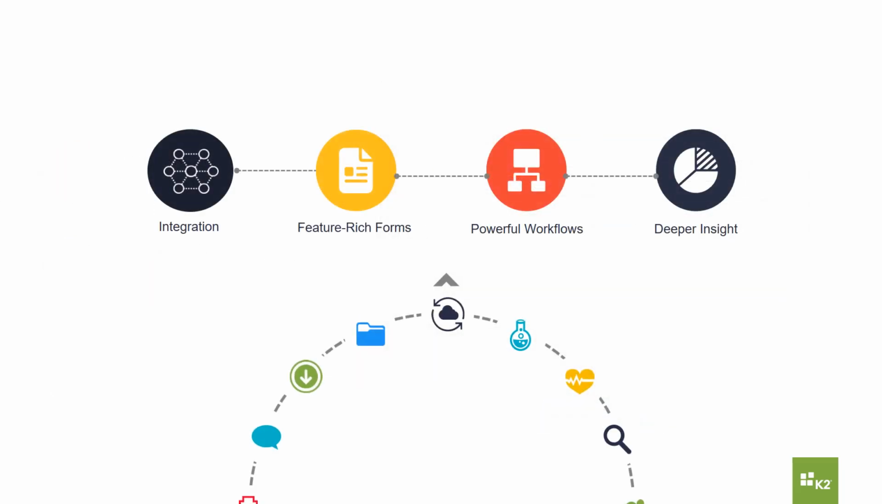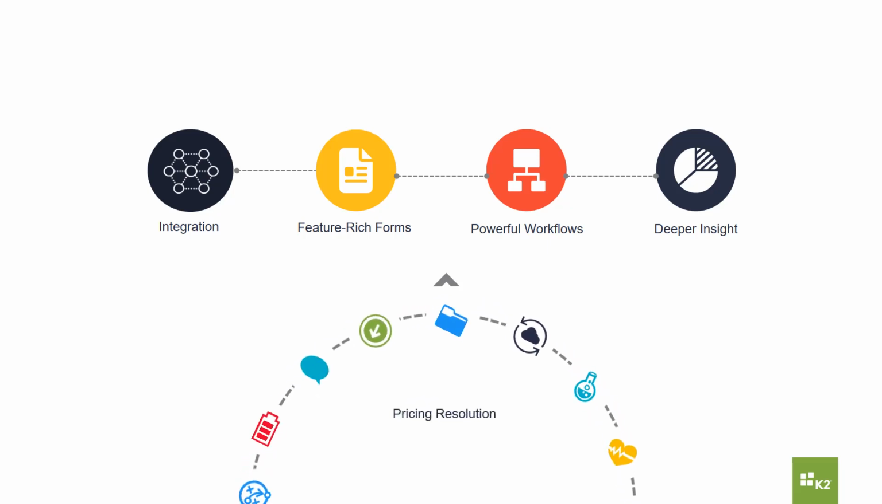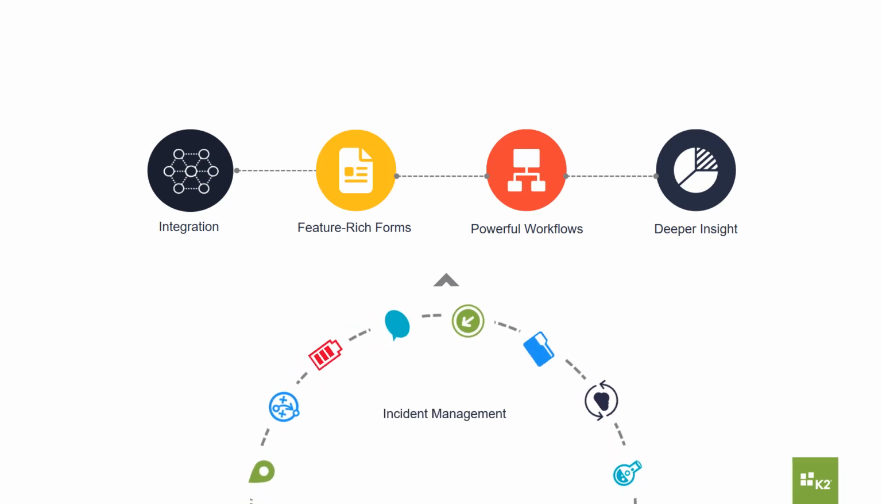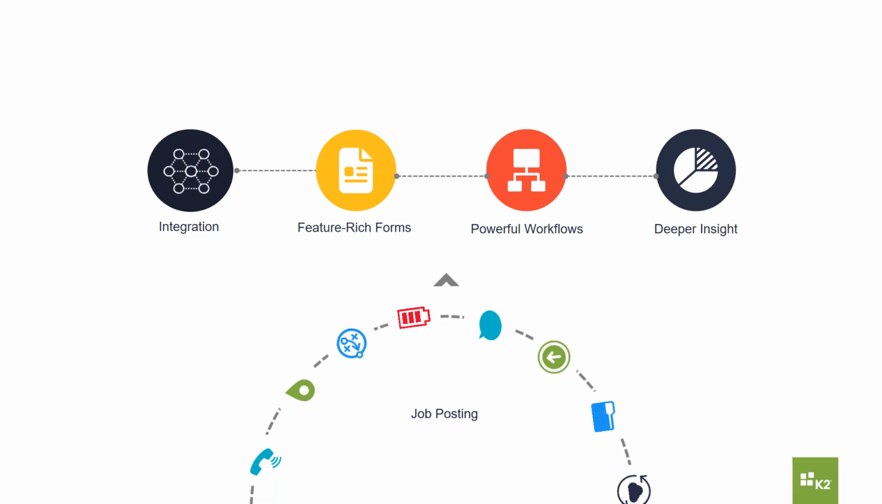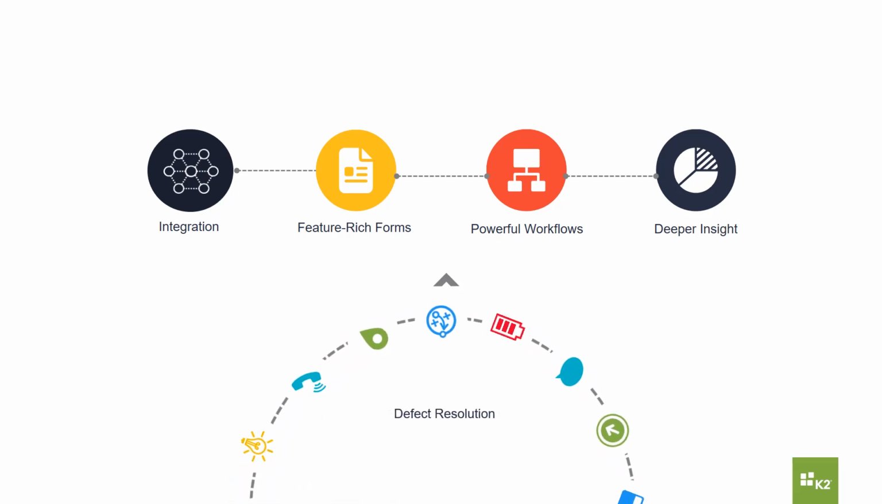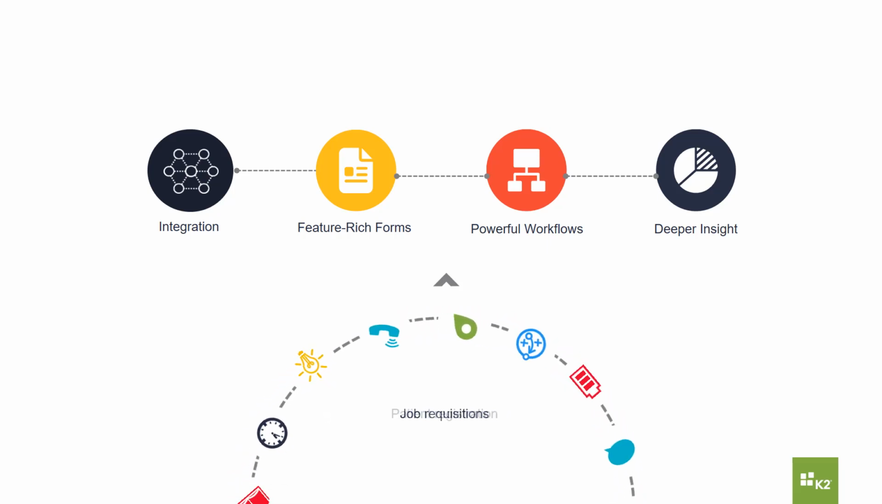So just a few examples of those four components together: loan origination, policy approvals, pricing resolution, travel request, incident management. These are all really great examples of K2 solutions that are built in order to bring integration, feature-rich forms, powerful workflows, and deeper insights all together on one platform.